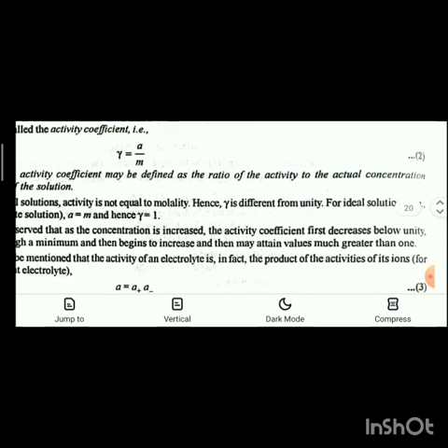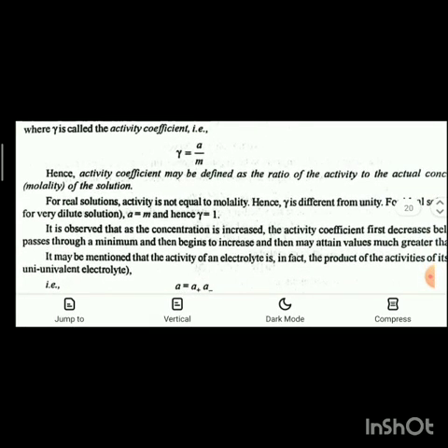For ideal solution, that is for very dilute solution, a equals m and hence gamma equals 1. It is observed that as the concentration is increased, the activity coefficient first decreases below unity, passes through a minimum and then begins to increase and then may attain values much greater than 1.